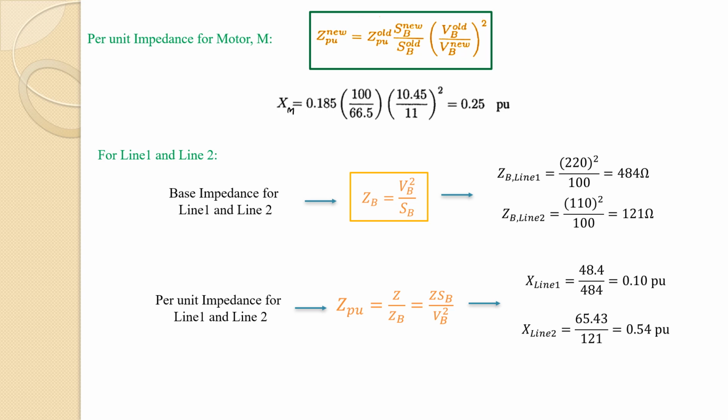Now, in order to calculate the impedances in per unit for lines 1 and 2, first we need to calculate the base values of the impedances for both the lines.